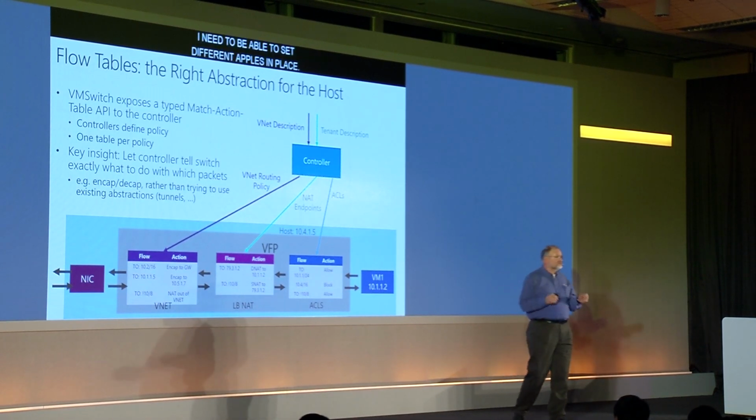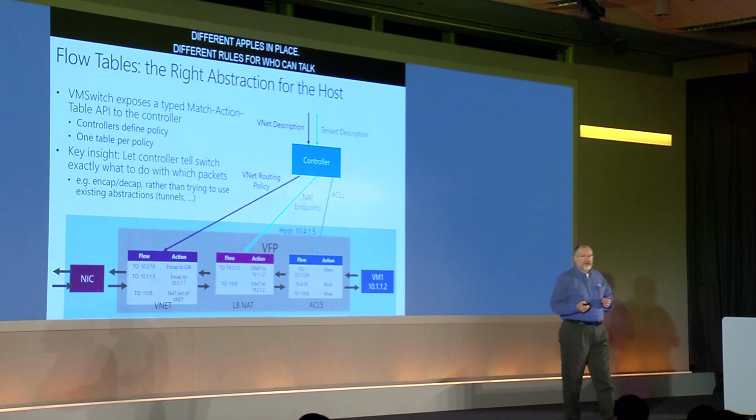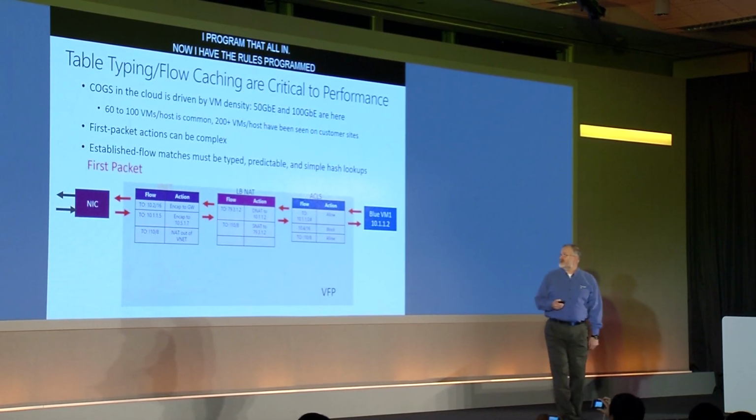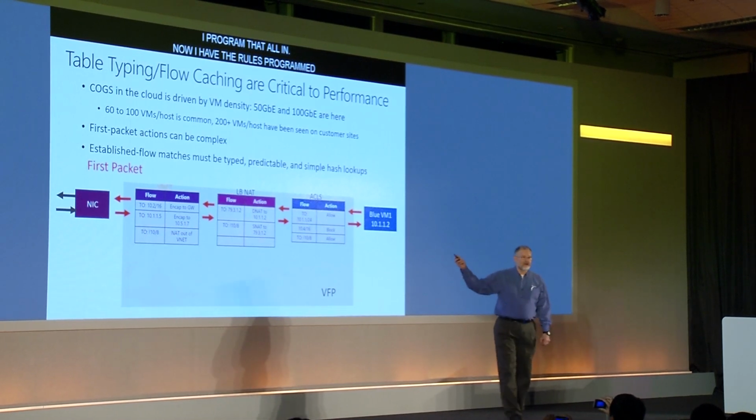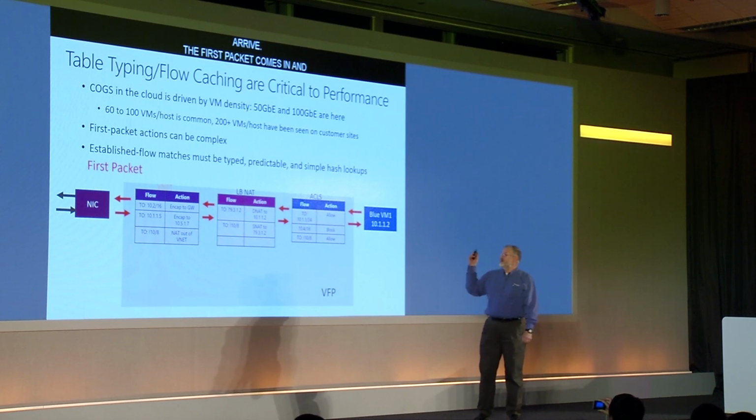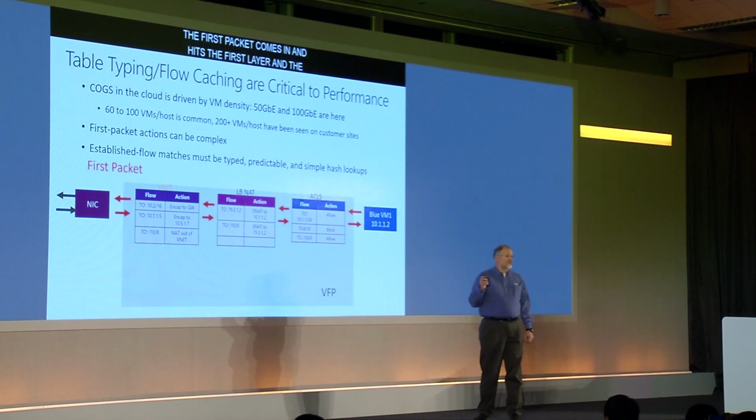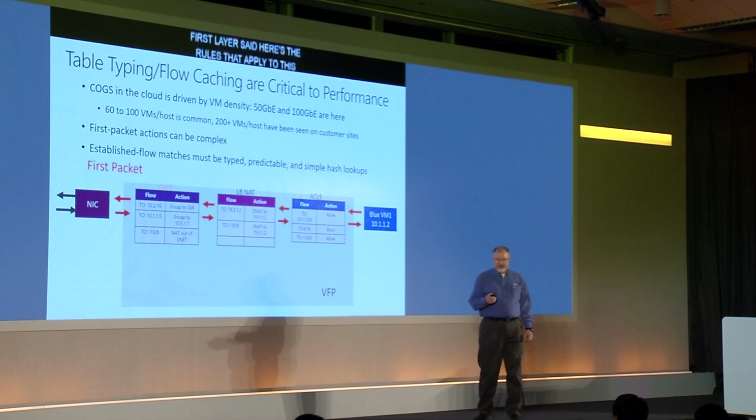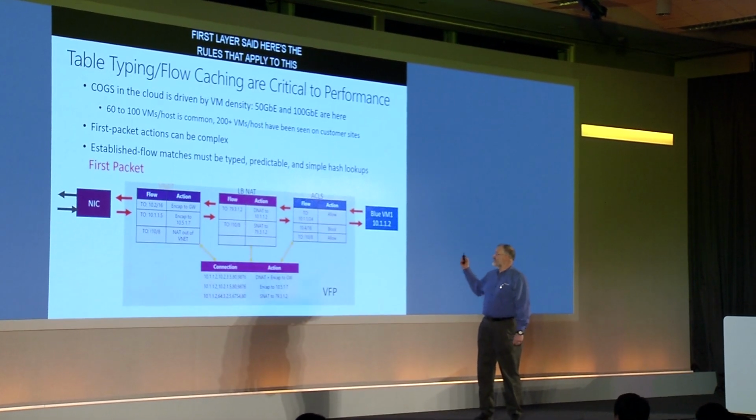Now I've got the rules programmed in the VFP, and a packet's going to arrive. So the first packet comes in, it hits the first layer. The first layer says, oh, here's the rules that apply to this packet. It goes to the next layer. Here's the rules that apply to that packet. It goes to the next layer and gets some more rules applied. And in the end, it finally gets where it's going.